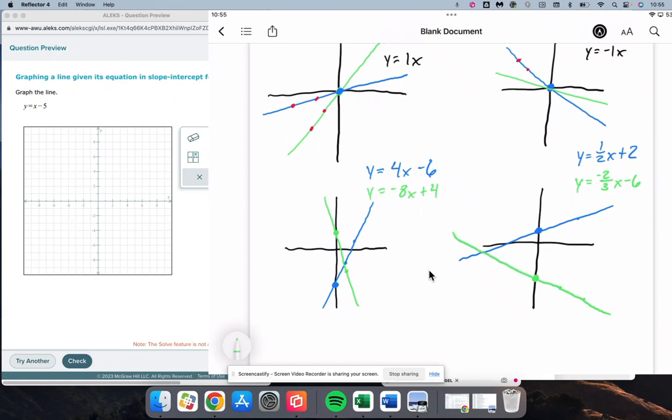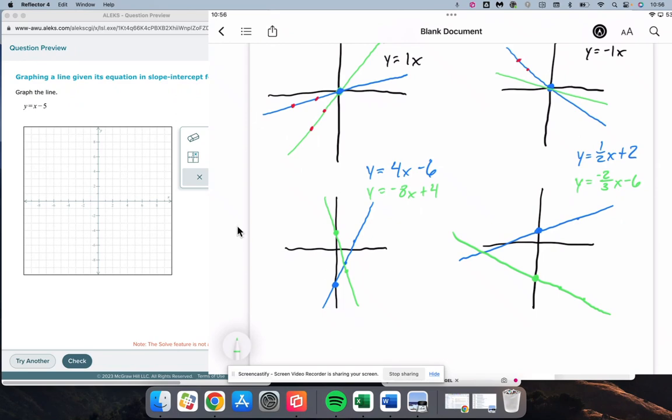And so again, you can just kind of picture these in your mind by the behavior of what's going on with the y-intercept, which is the number that's tacked onto the end there, and the slope, which is telling us how the line is behaving. And so the y-intercept tells us, are we starting above or below the x-axis? And then the slope tells us, are we moving up or down as we go to the right?